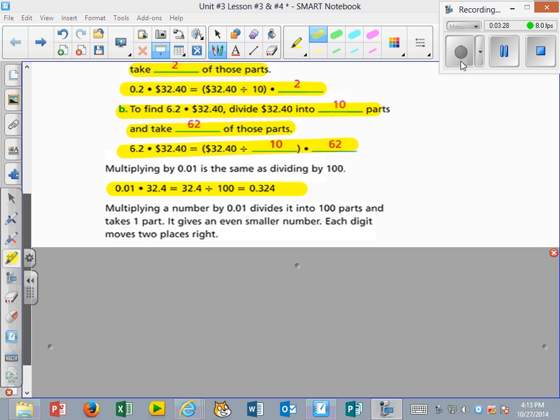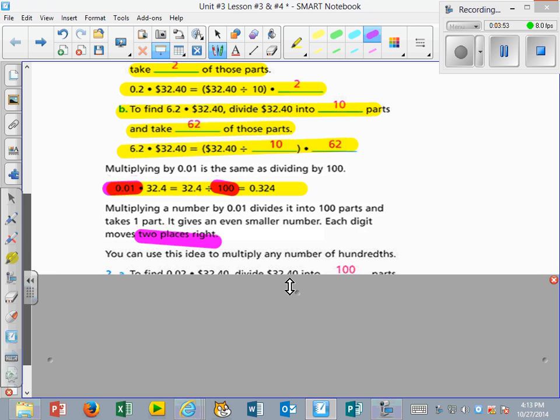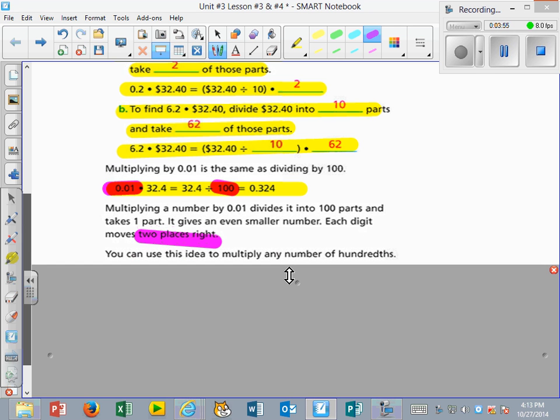It goes on to say multiplying a number by 0.01 divides it into 100 parts instead of 10 parts now, and takes one part. It gives an even smaller number. Each digit moves 2 places to the right. So just make sure you realize that when you're multiplying by 0.01, or dividing by 100, it moves the digits 2 places. Okay, then it says you can use this idea to multiply any number of hundredths.